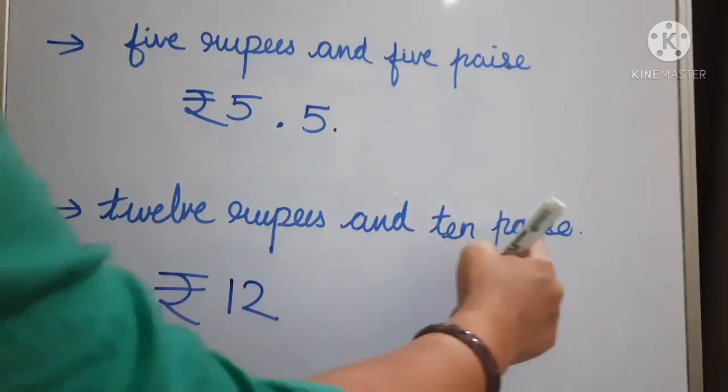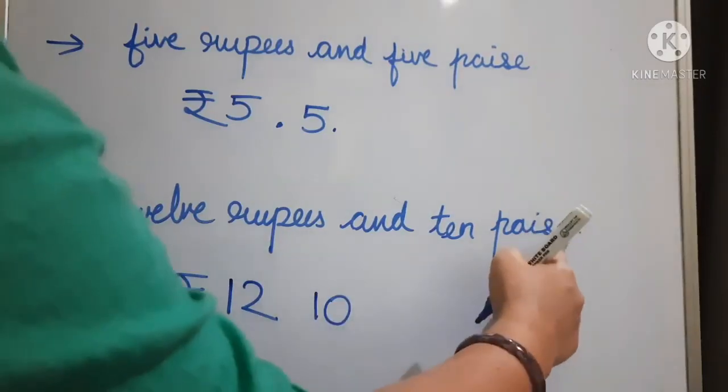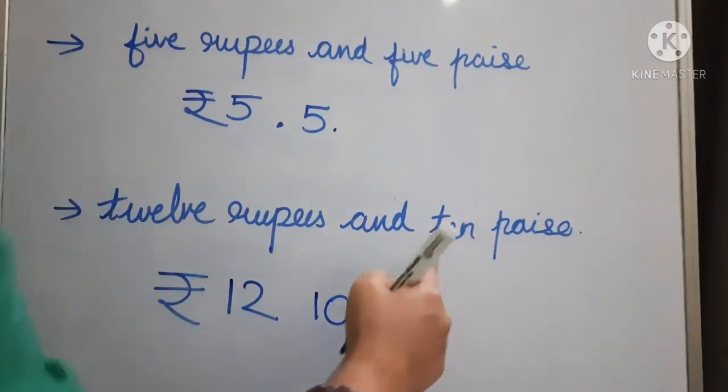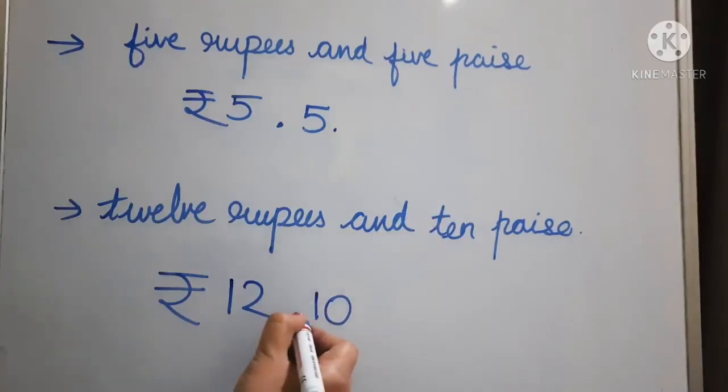And 10 paise. Write 10 paise. Are we going to write P here? No. Before 10, we are going to keep a dot.